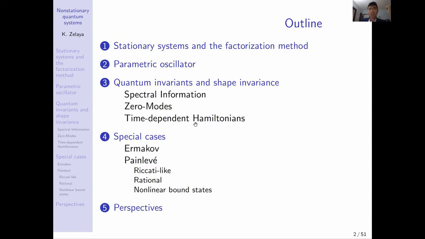Then we will discuss how exactly the Ermakov and the Painlevé equations define the models we are going to study, and how to get the explicit solutions depending on some parameters we will introduce in a moment. So this is basically the outline for this talk.